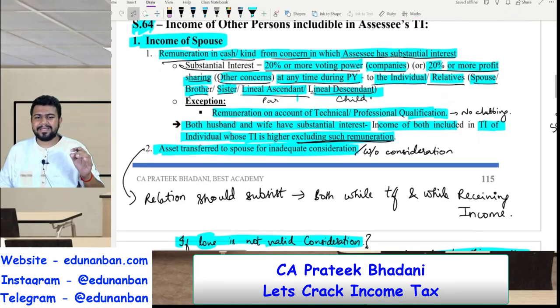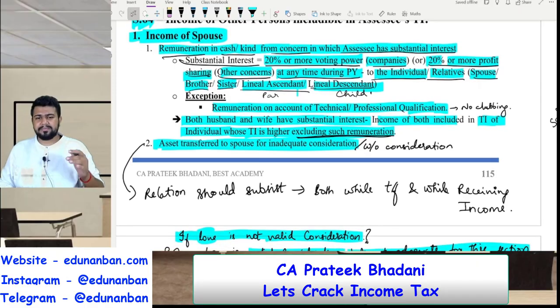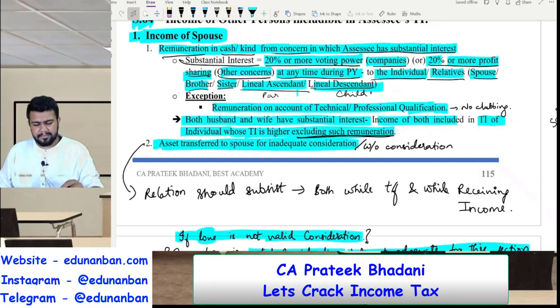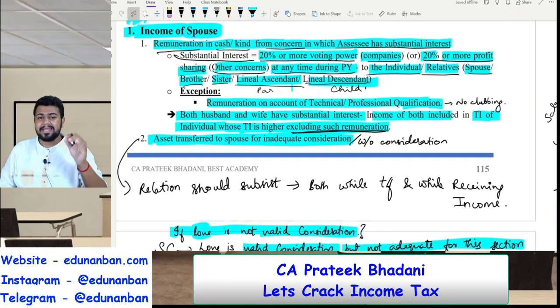I told you the reasons in class also: because I have a substantial interest, I can easily manipulate the money in that particular firm. So to avoid such practices, these clubbing provisions are in place. However, there is an exception.